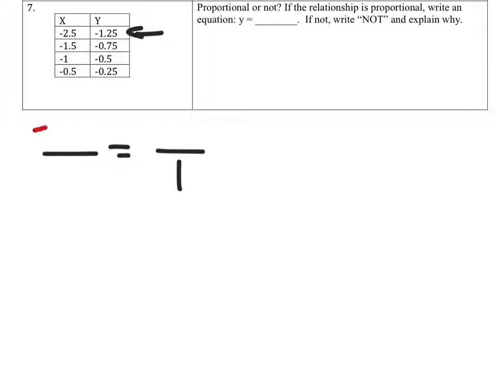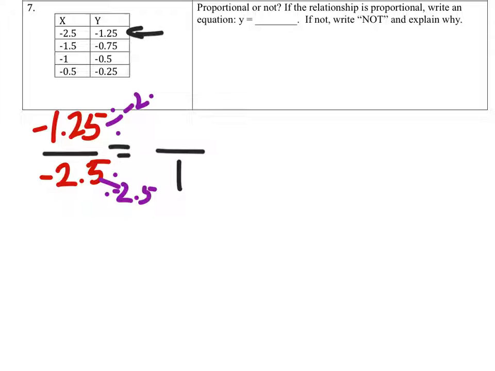And the first value is negative 1.25, our y value. The x value is negative 2.5, like these. So in order to make this unit rate, I would divide both these by negative 2.5. So this is divided by negative 2.5. And that equals, alright, so that gave us 0.5 as the unit rate for this first pair.